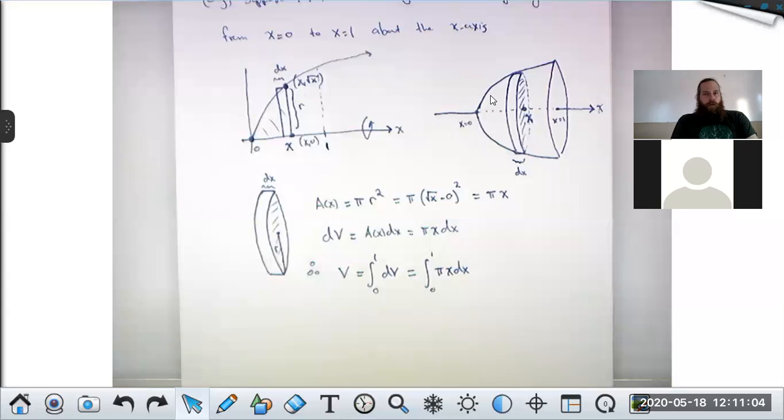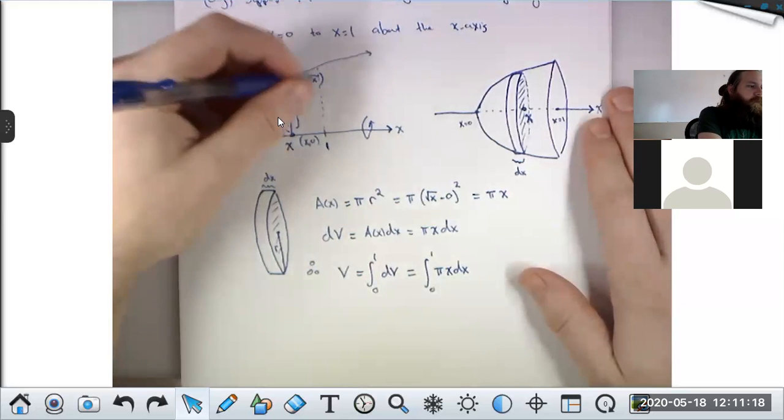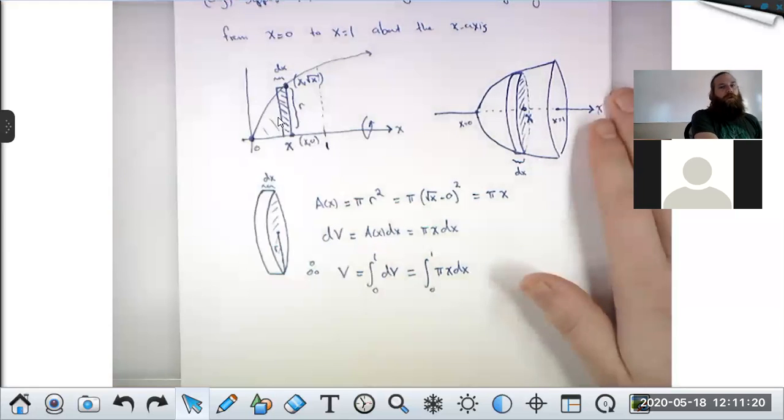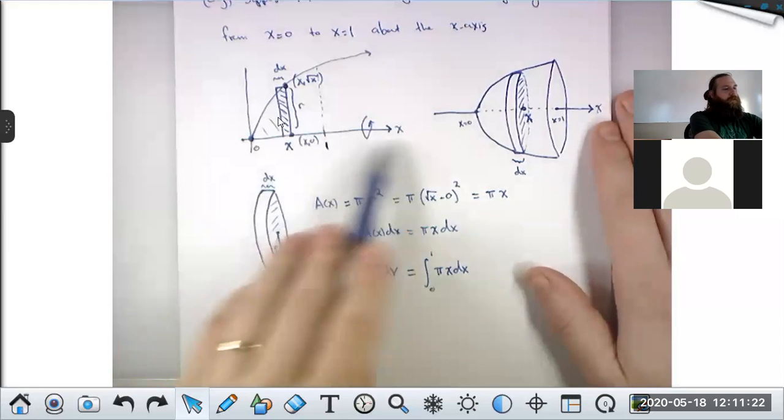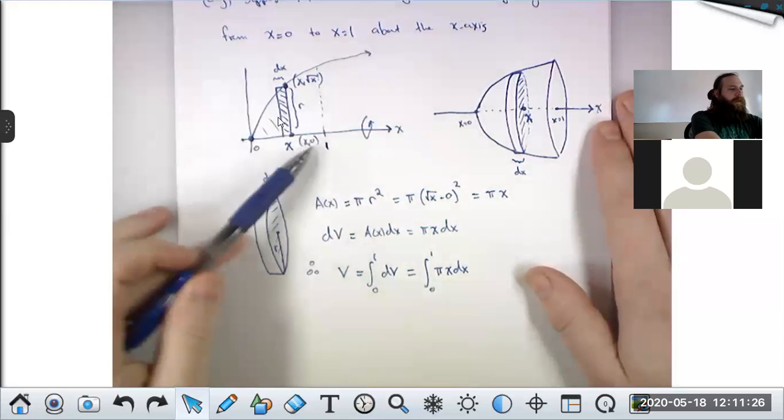R, in this case, and in many cases, R will always come from thinking about the two different y values. R here is the height of this strip. And the height of that strip is not just determined by the y value here, it's also determined by the y value at the bottom. Since we're rotating this about the x-axis, the height at the bottom is 0.